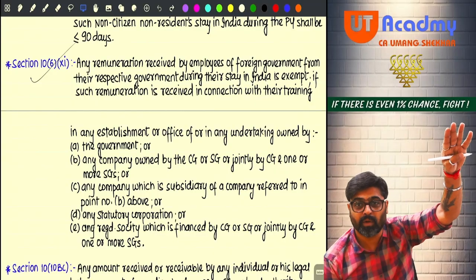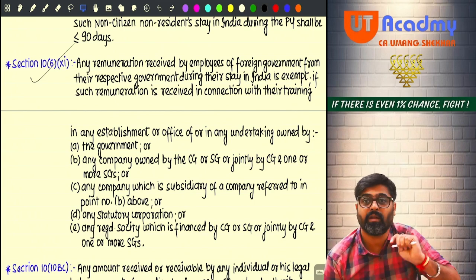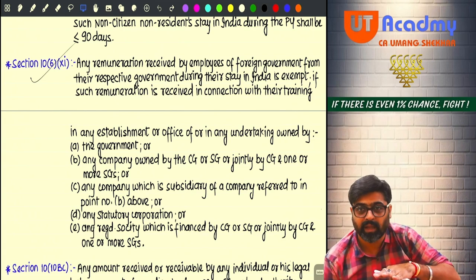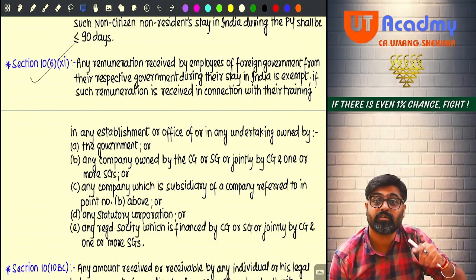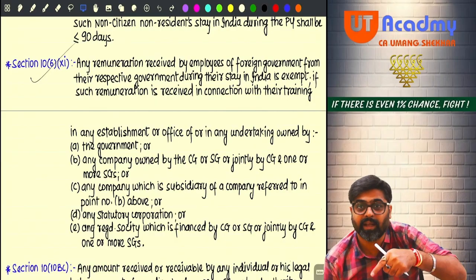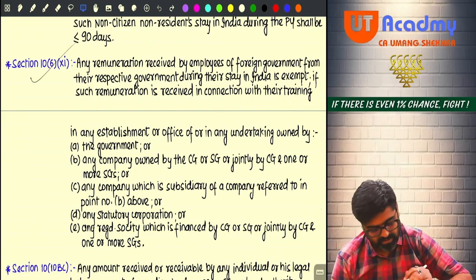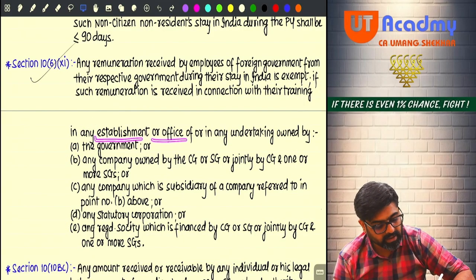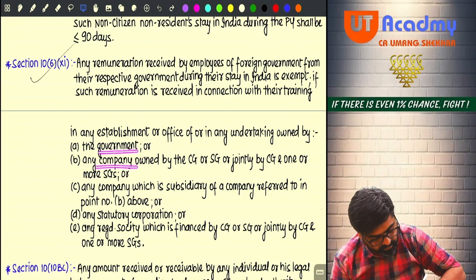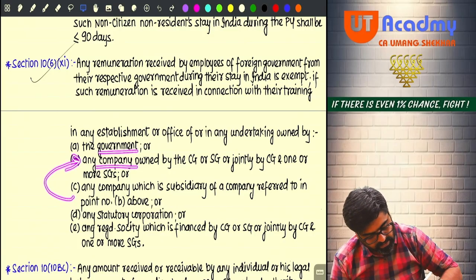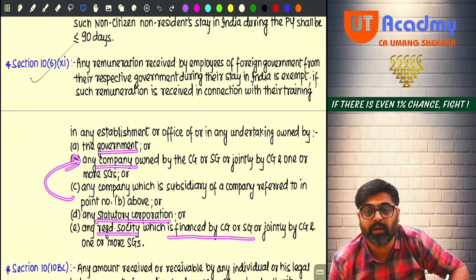If some foreign government employee is coming to India to take his training, so while he will be on training, he will be paid salary also, fully exempt, provided he is coming to India for a training in these places. Any establishment, office, or in any undertaking which is owned by government or a government company or a subsidiary of this government company, any statutory corporation, or any registered society which is financed by the government.